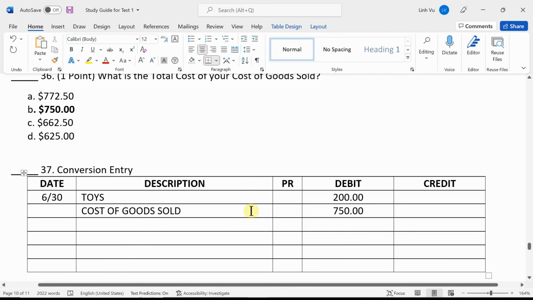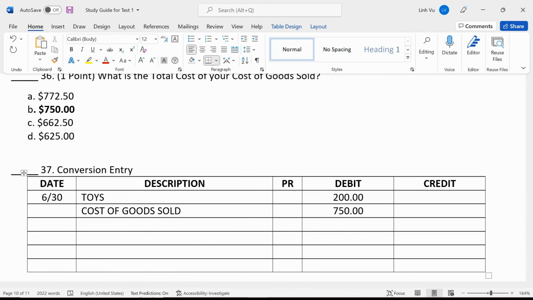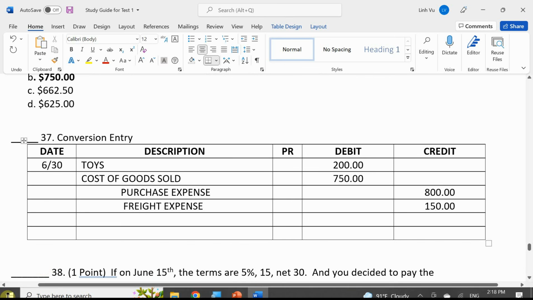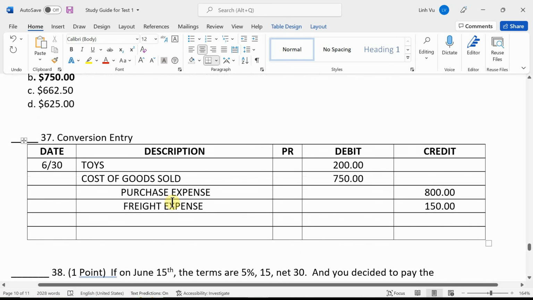Okay. What else? And then we have purchase expense of $800 for credit. And then we have freight expense of $150. Okay. Good. Now, in this case, right, I had you guys write this out.